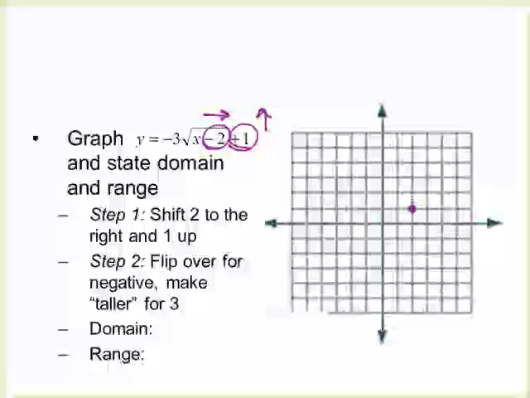Okay, so these are going to have an endpoint for us. They're only going to go on forever in one direction. So the first thing we do is plot that endpoint. Then we're going to make an xy chart based on the parts of the equation we haven't used yet, which would be -3 square root of x. We've already taken care of that -2 and the +1, so we don't need to worry about them anymore.